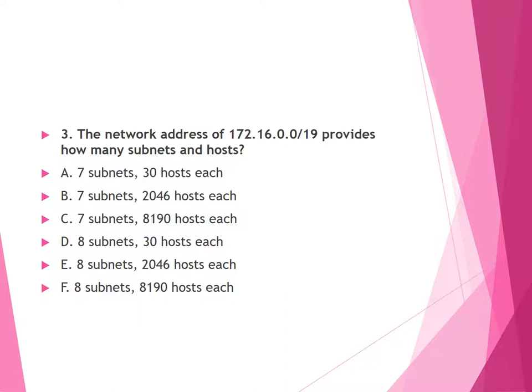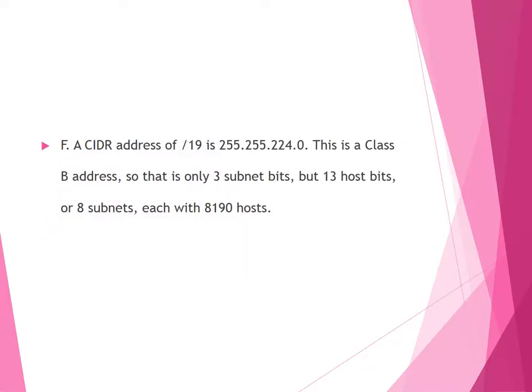The network address of 172.16.0.0/19 provides how many subnets and hosts? 7 subnets, 30 hosts each. 7 subnets, 2046 hosts each. 7 subnets, 8190 hosts each. 8 subnets, 30 hosts each. 8 subnets, 2046 hosts each. 8 subnets, 8190 hosts each. A CIDR address of /19 is 255.255.224.0. This is a class B address, so there are only 3 subnet bits but 13 host bits, or 8 subnets each with 8190 hosts.